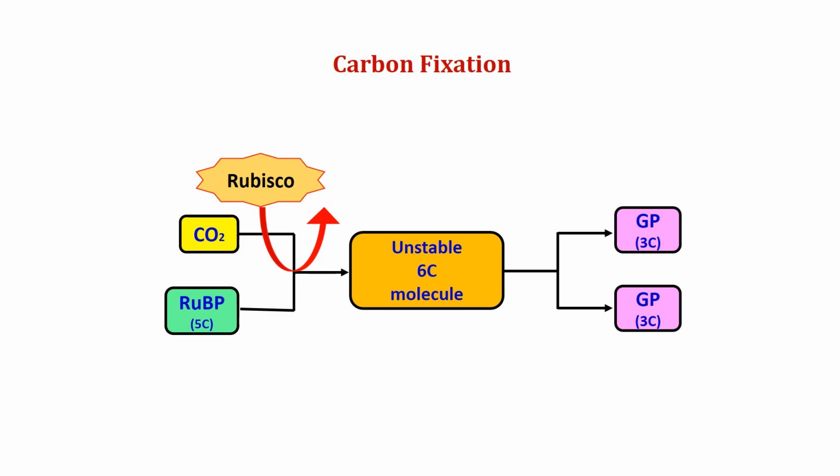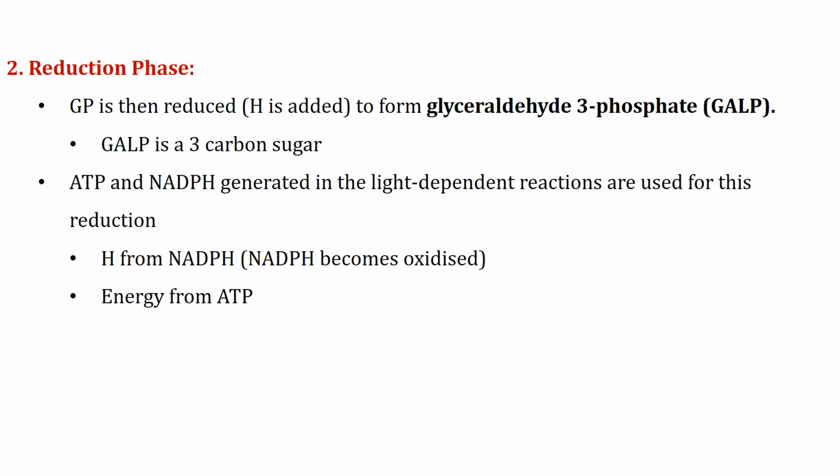You can see how carbon dioxide enters the cycle, combines with RuBP and quickly breaks down into two GP molecules. In the reduction phase, each GP molecule is reduced to form GALP, glyceraldehyde 3-phosphate. This step requires energy from ATP and hydrogen from NADPH. So, NADPH becomes oxidized and ATP provides the energy needed for the reaction. GALP is a key 3-carbon sugar used in the next stages.